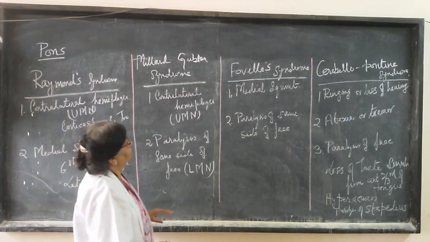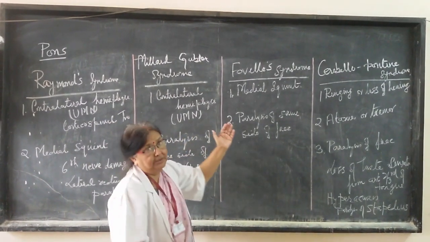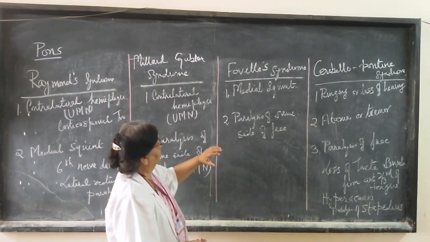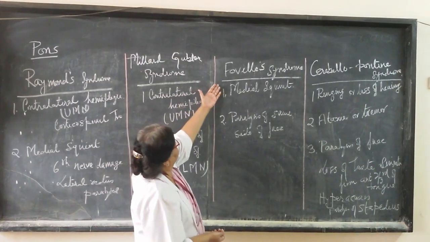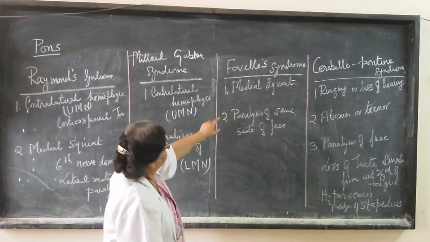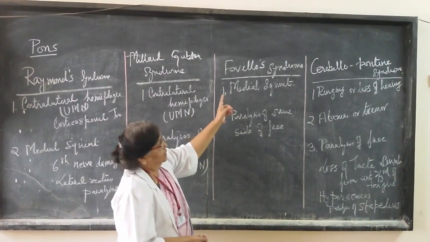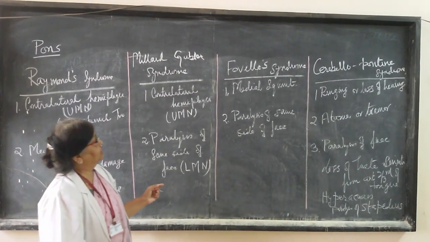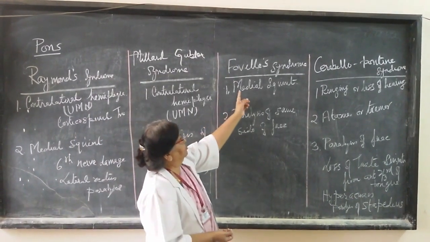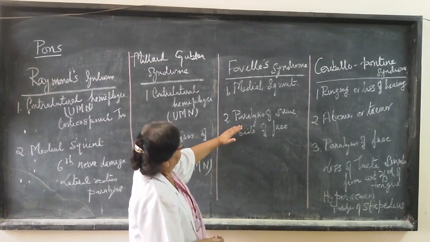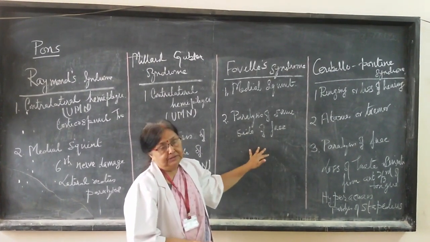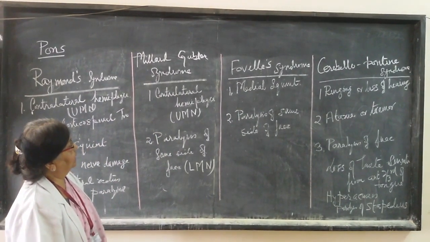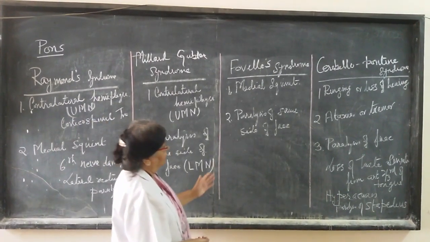Third type, more dorsally, leading to involvement of the sixth nerve nucleus and seventh nerve nucleus. The condition is known as Foville syndrome, and this leads to medial squint due to the involvement of the sixth nerve nucleus and paralysis of the lateral rectus muscle of the eyeball. Medial squint and paralysis of the same side of the face due to the involvement of the motor nucleus of the seventh cranial nerve. This will be of lower motor neuron type.